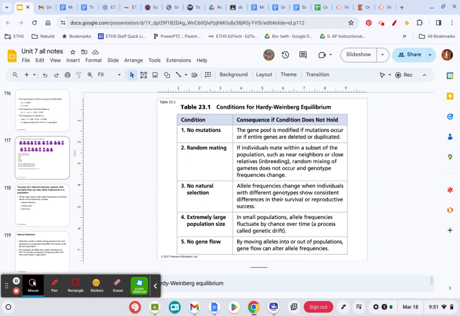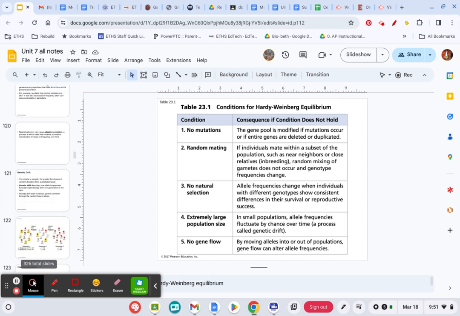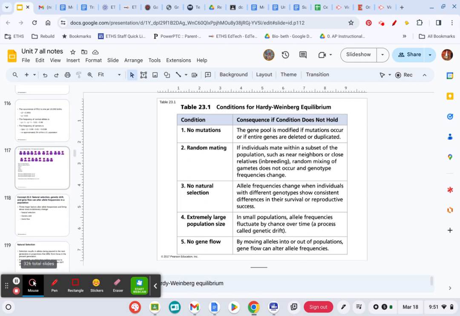But the reality is, normally there is change. There is mutation. There is selection that's not random. There is mating that's not random as well. And all those things tend to not hold true. So back to my example here.